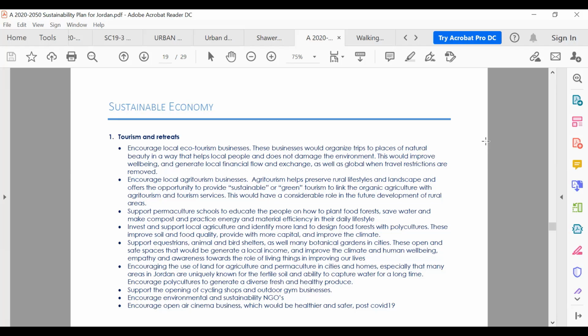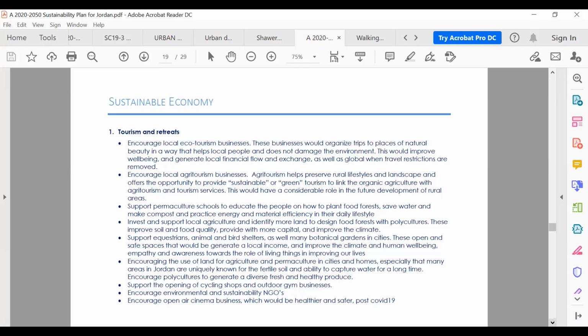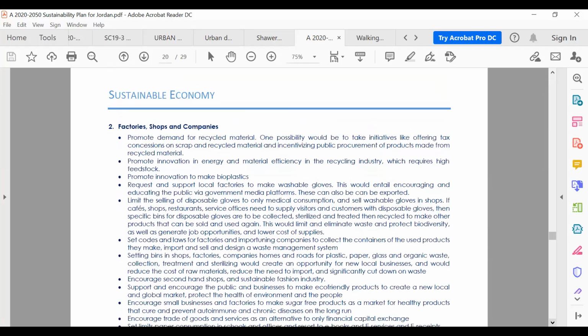Empathy and awareness towards the role of living things in improving our lives. Encourage the use of land for agriculture and permaculture in cities and homes, especially that many areas in Jordan are uniquely known for their fertile soil and their ability to catch and capture water for a long time, as in the type of soil. Encourage polycultures to generate diverse and fresh, healthy produce. Support the opening of cycling shops and outdoor gyms and businesses, encourage environmental and sustainability NGOs, encourage open air cinema businesses, which would be healthier and safer post-COVID-19.